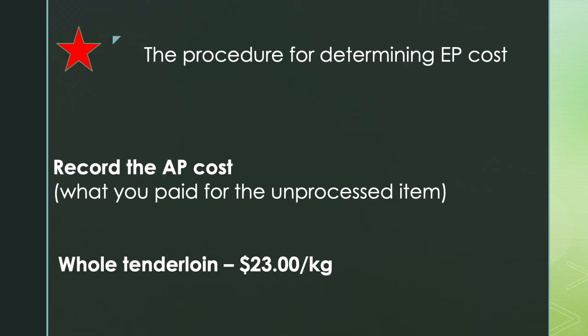Another red star slide. So now we're going to look at the process step by step for determining your edible portion costs. The first thing you have to do is record the as purchased cost, right? What you paid for the piece of tenderloin as it came in the kitchen door, as you bought it from the butcher. And in this case, the whole tenderloin, I paid $23 a kilo. Unprocessed, fat and everything on, $23 a kilo.